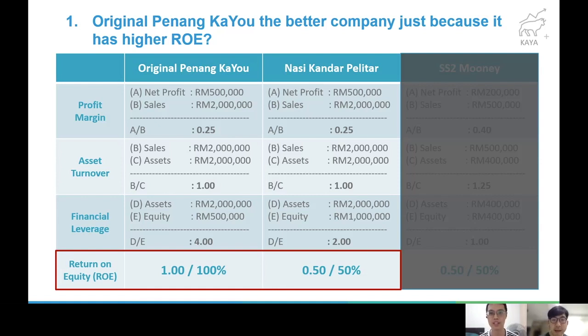However, Kayu is having a higher ROE. So the direct assumption that most of the people will make is the one with higher ROE is a better company, right? By looking at the ROE itself purely, yes. But when you look into the financial leverage, you see that Pelita has a higher equity, while Kayu has a higher gearing ratio due to lower equity. Yes, in other words, Kayu has more liability if compared to Pelita.